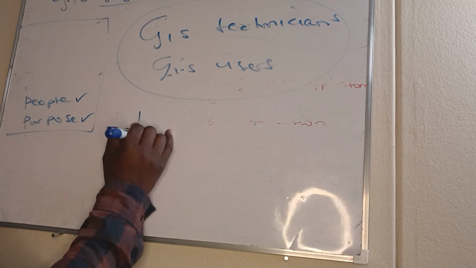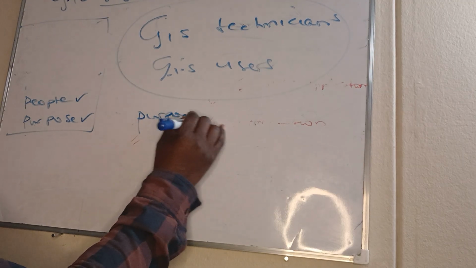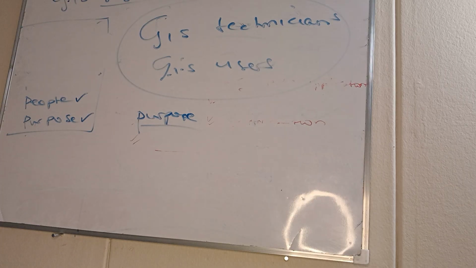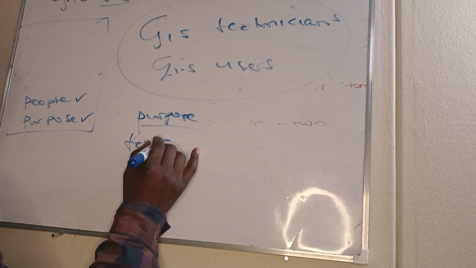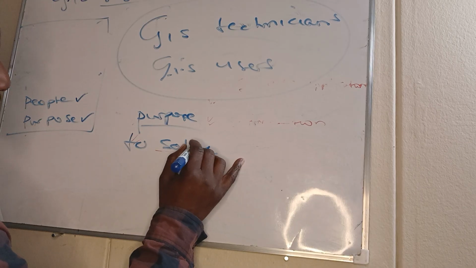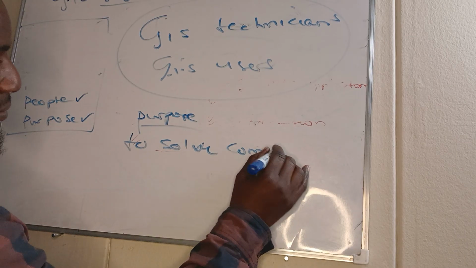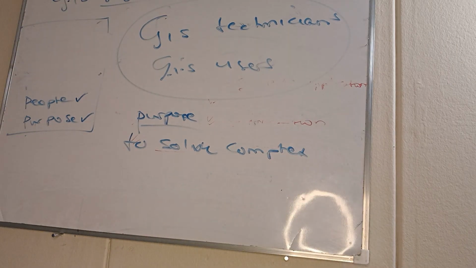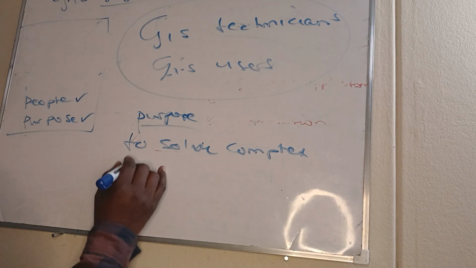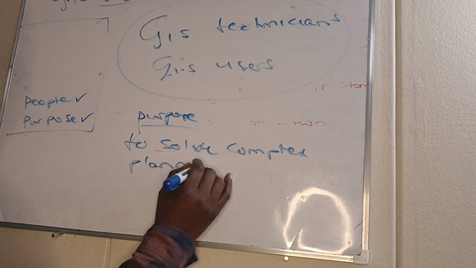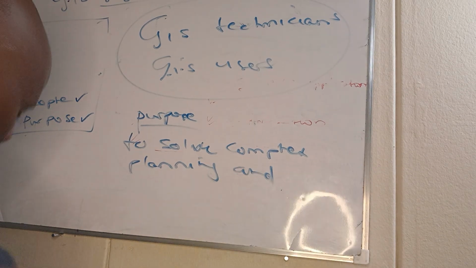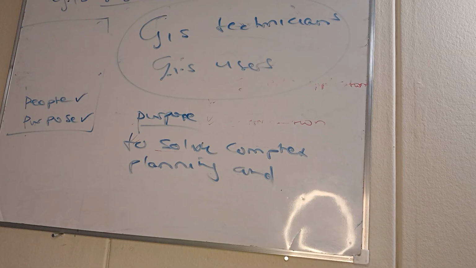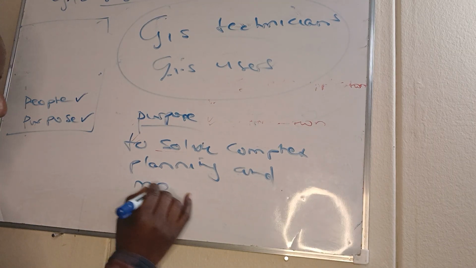Then the other thing that we can also talk about is the purpose. What is the purpose of GIS? It is to solve complex planning and management problems.